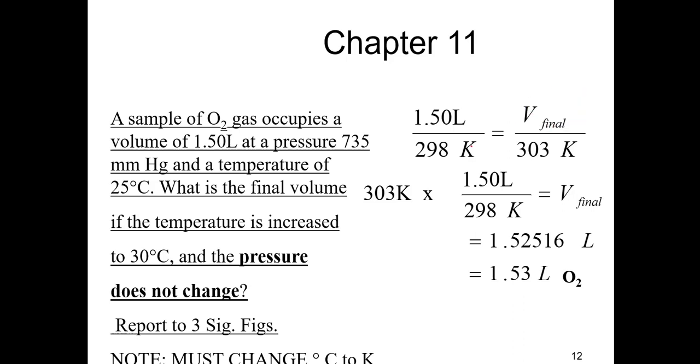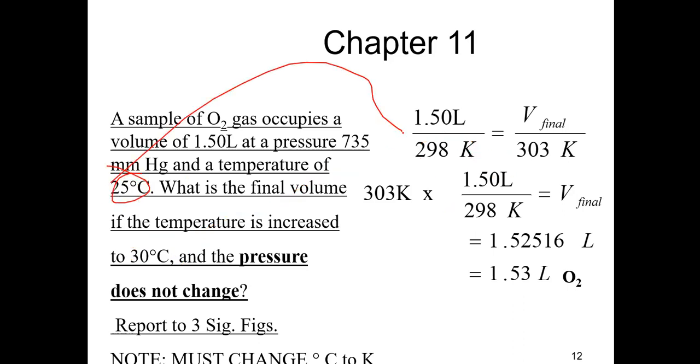Now, one thing you have to do is if I give you Celsius at any time, you have to change to Kelvin, because I want you to be comfortable with temperature conversions. Now, I'm only going to do this with Celsius. I wouldn't give you Fahrenheit, but I would give you Celsius, because it's very easy to go from Celsius to Kelvin. You simply add 273. So notice the Celsius is turned into Kelvin.